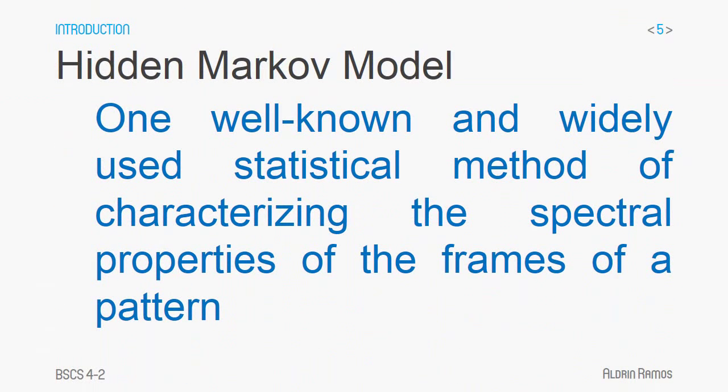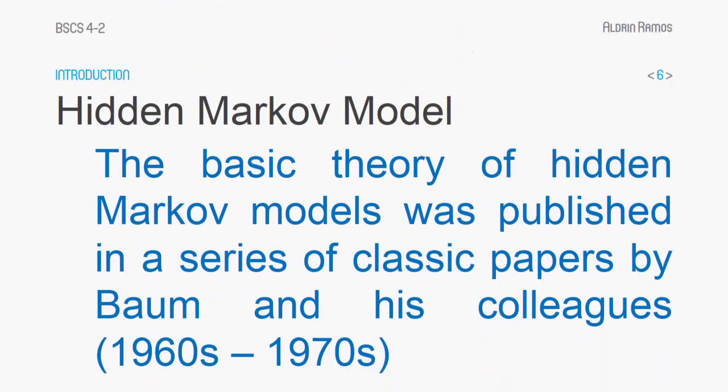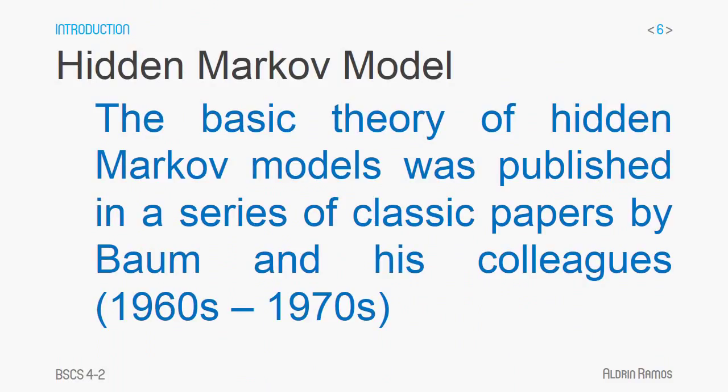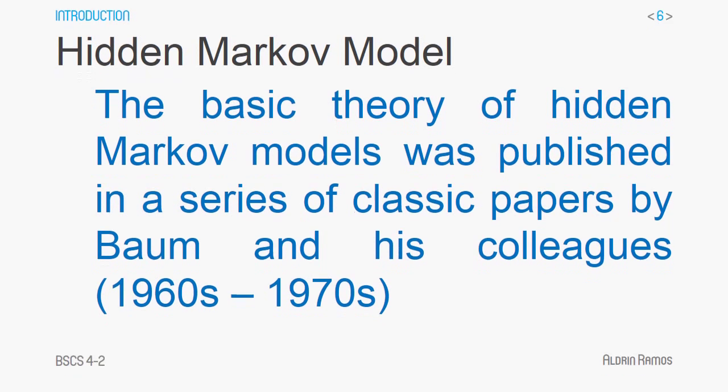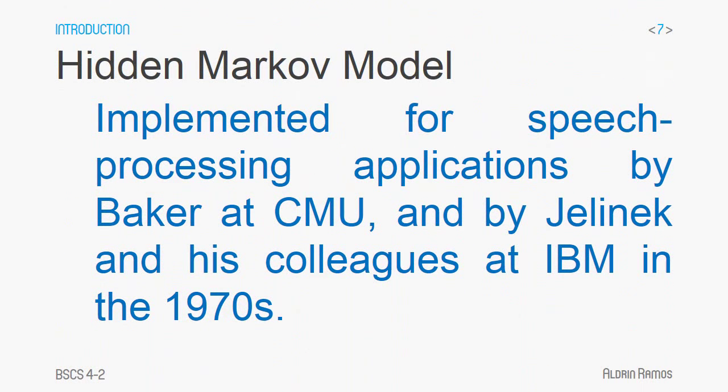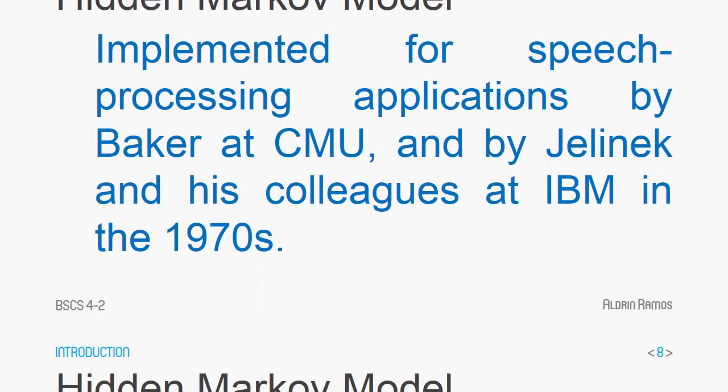One well-known and widely used statistical method of characterizing the spectral properties of the frames of a pattern is the hidden Markov model approach. These models are also referred to as Markov sources or probabilistic functions of Markov chains in the communication literature. The basic theory of hidden Markov models was published in a series of classic papers by Baum and his colleagues in the late 1960s and early 1970s. It was implemented for speech processing applications by Baker at CMU and by Jelinek and his colleagues at IBM in the 1970s.